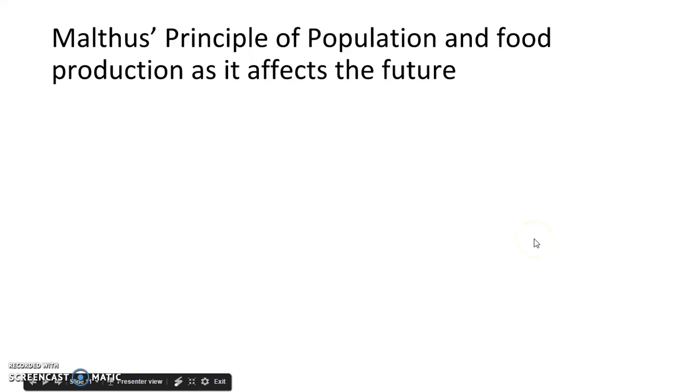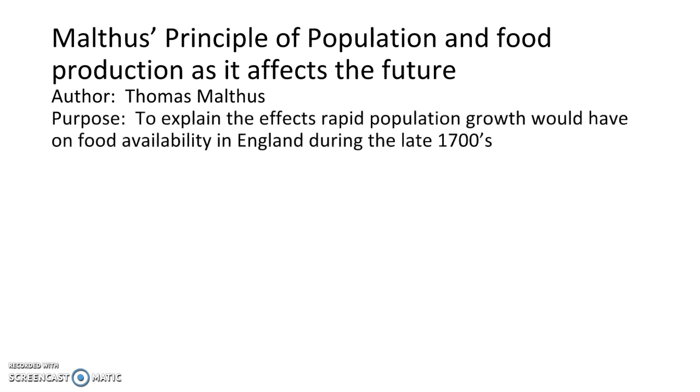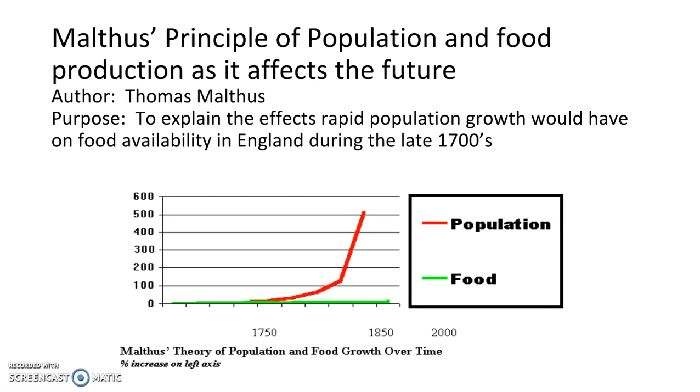Alright guys, hi, it's Miss Levy again, and we're at part 2 of our models review, starting here with Malthus's theory of population and food production and how it would affect one another in the future. The author of this is obviously Thomas Malthus, and the purpose is to explain the effects rapid population growth would have on food availability in England during the late 1700s, keeping in mind that England was going through the Industrial Revolution during this time.